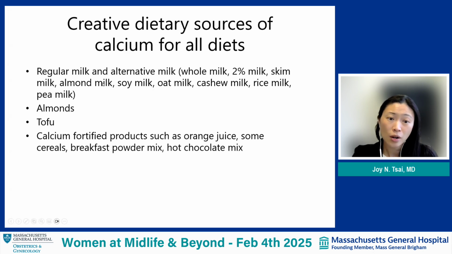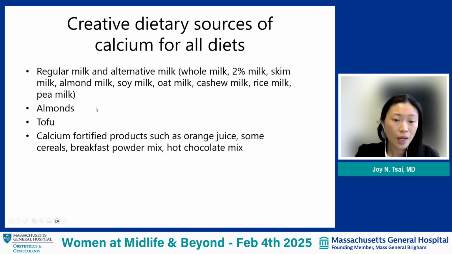Other alternative milks are almond milk. That one tends to be very highly fortified. Certain brands will have it as much as 1 cup of almond milk will be 450 milligrams. So it's just a matter of checking the labels. And then there's a whole host of other alternative milks: soy milk, oat milk, cashew milk, rice milk. There's even plant-based ones of pea milk too.